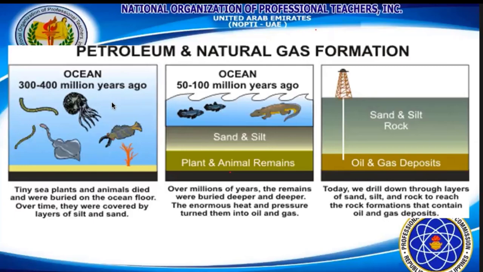Yan o. 3 to 400 millions of years ago sa ocean. Lahat ng yan, yung mga remnants, yung mga remains ng microorganisms or organisms. Yan, na-bury. They were buried deeper and deeper. Kasi nga, syempre, kung mantakin mo 50 to 100 millions of years ago, naburied sila deeper and deeper. So due to enormous heat and pressure, they turned them into oil and gas. That's why ngayon, we drill down through layers of sand, silt, rock, just to reach the rock formations that contain oil and gas deposits. Kaya nag-drill yan, mga oil companies. Okay?